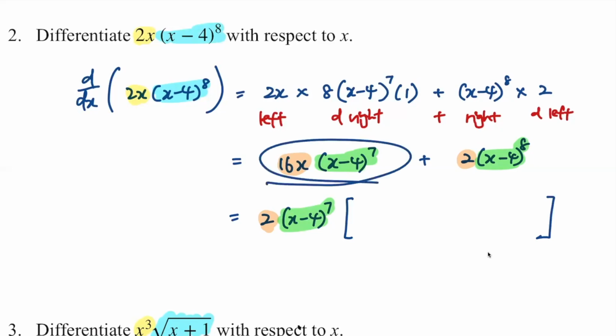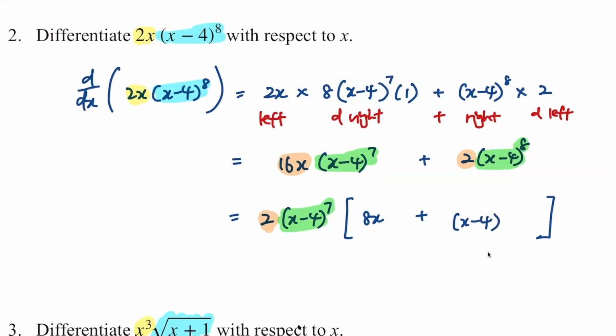Okay, so you look at this thing over here, 16x, you take out a 2 already, you are left with 8x. Okay, and then the x minus 4 power 7, you take out, so no more for the first one. So the first term is only left with 8x. The second one, you take out the 2, so the 2 disappears already. Then you take out x minus 4 power 7 from x minus 4 power 8. So you are going to be left with x minus 4 power 1. Okay, so that's how you factorize by taking out a common factor and you simplify.